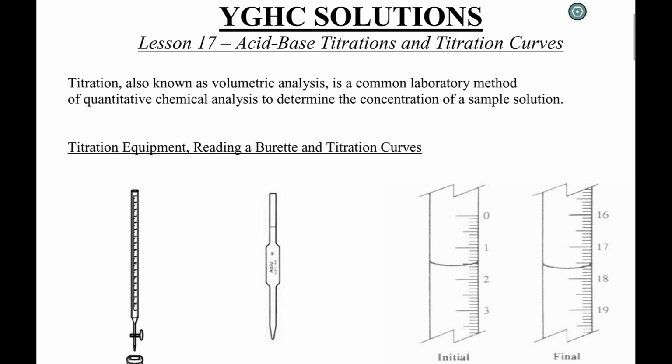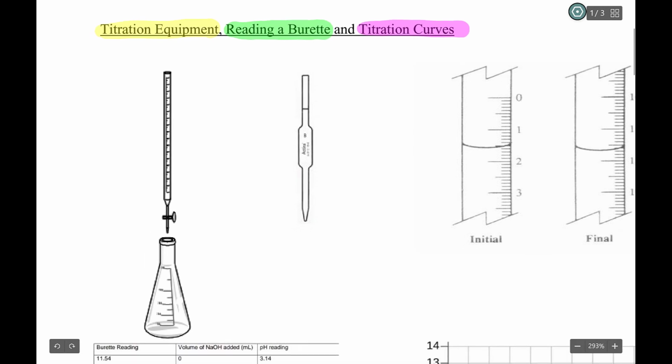So on this page, I'm going to start talking about the basic titration equipment. Then we'll move on to reading a burette, and then we'll talk about a titration curve and how you get a titration curve and how it is done. On the following pages, we'll look at doing some calculations and using stoichiometry to calculate an unknown concentration. So let's start with our equipment first.